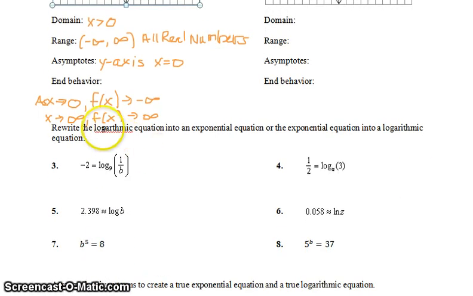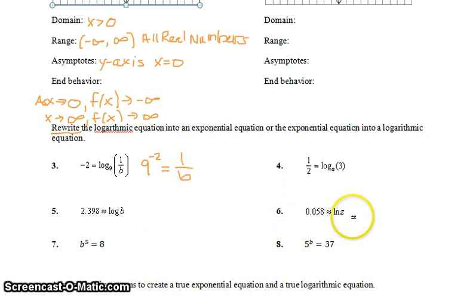The next section, all you had to do was rewrite. You did not have to solve, you just had to rewrite. So I'm just going to go through and do question number 3. Again, your answer for a log is the exponent. So I would have 9 with an exponent of negative 2, and that equals 1 over b.